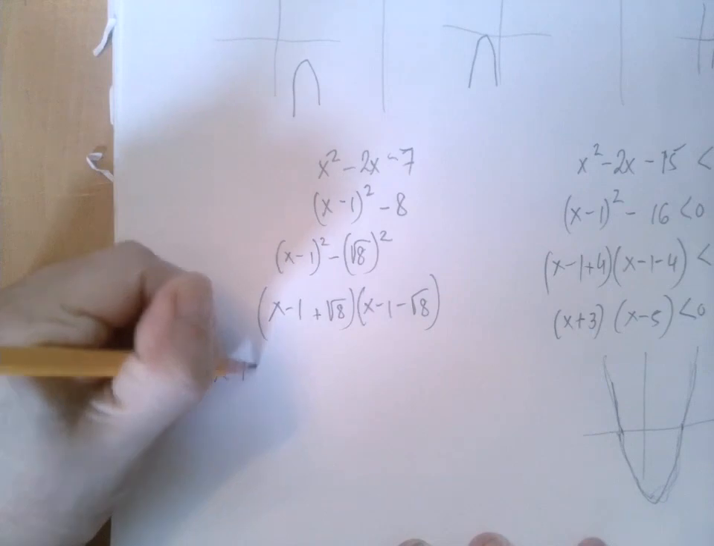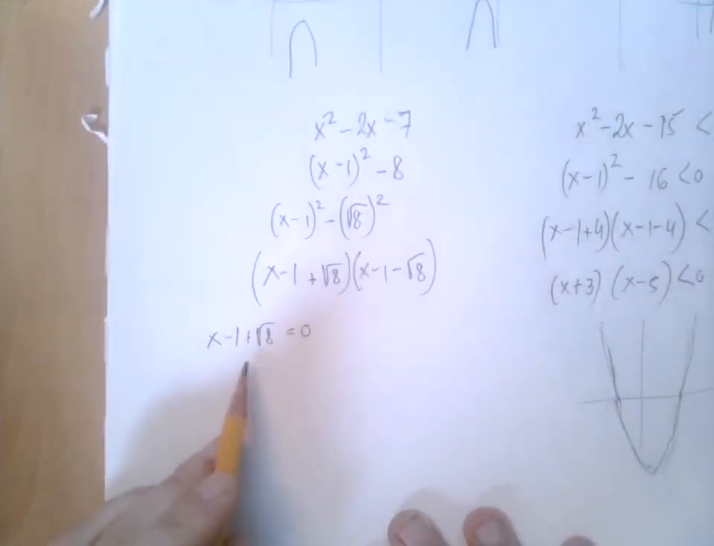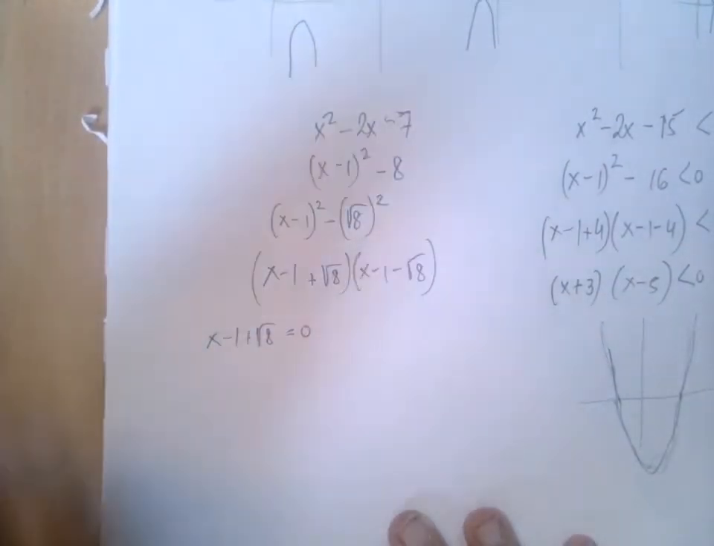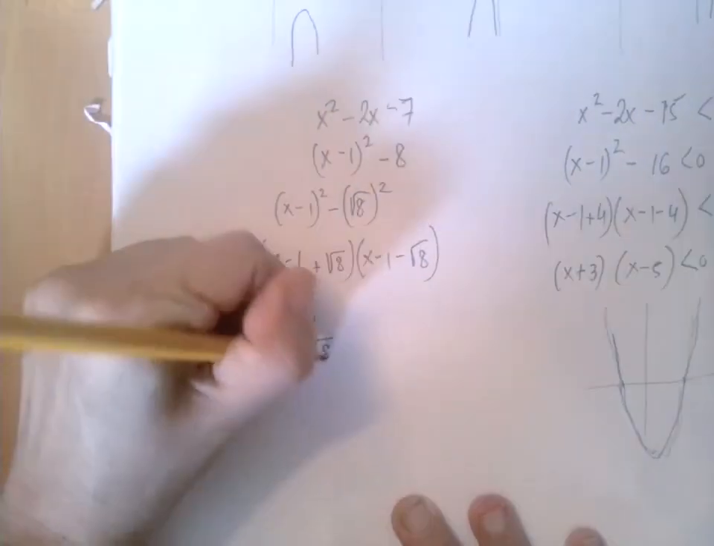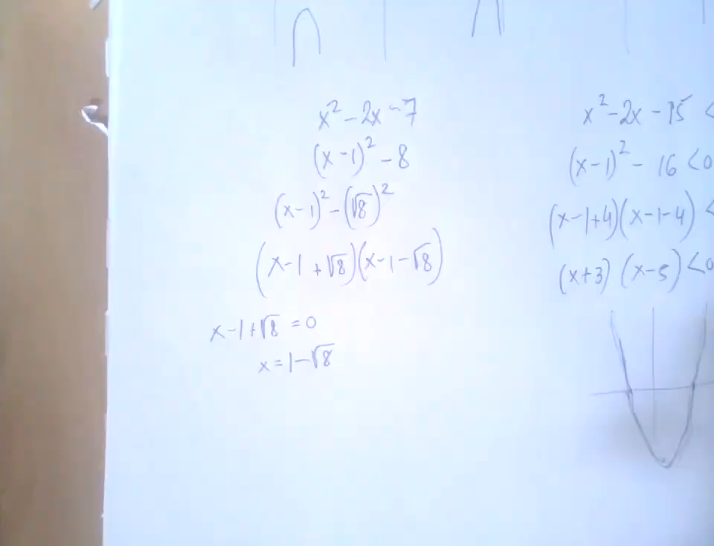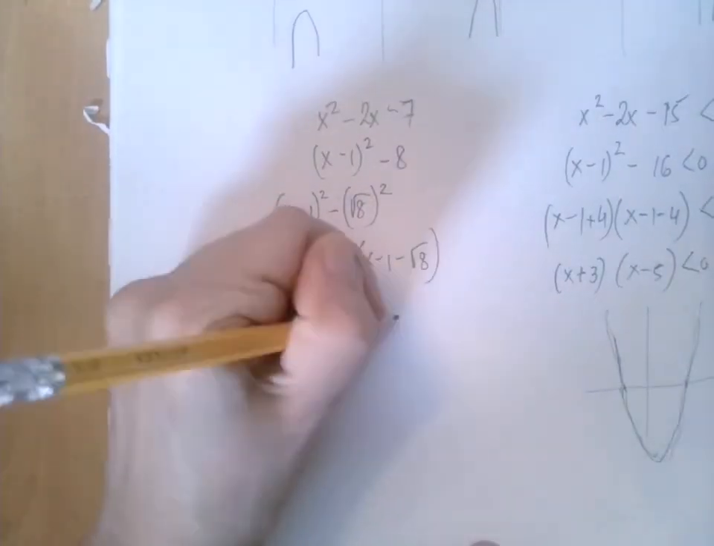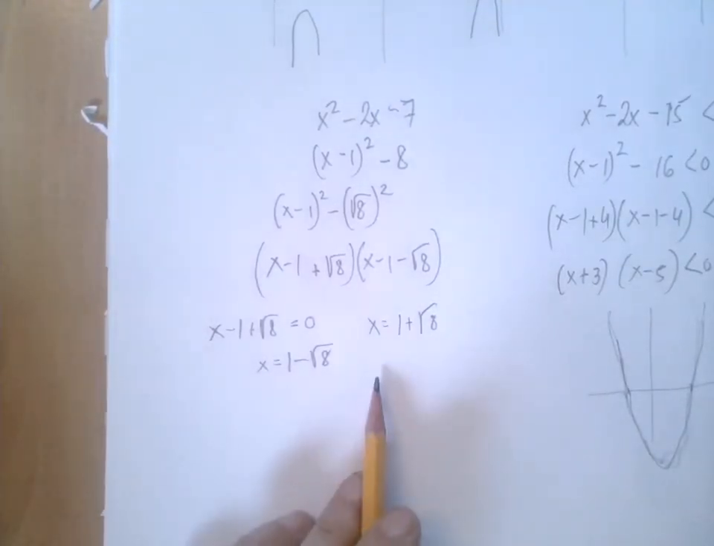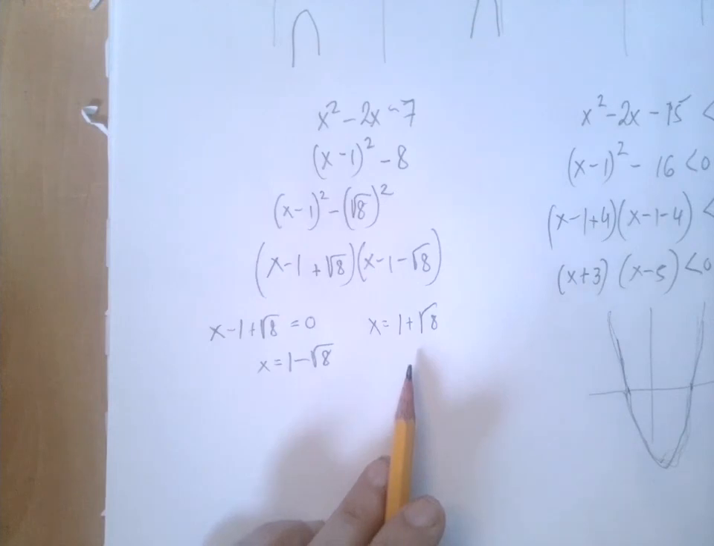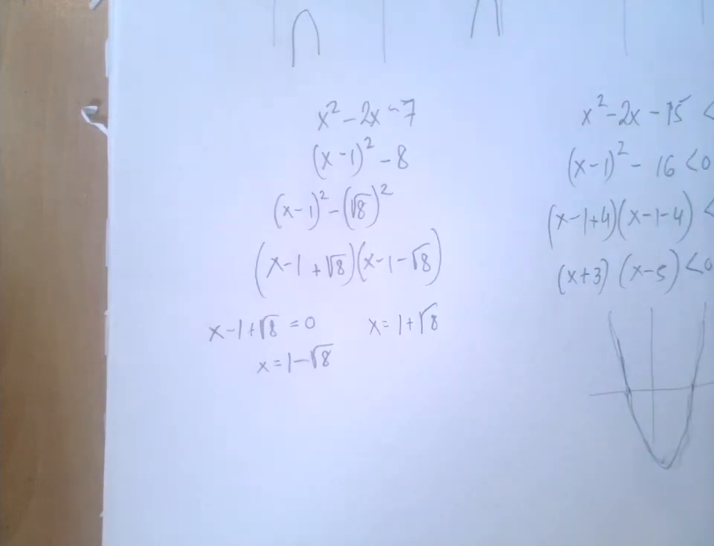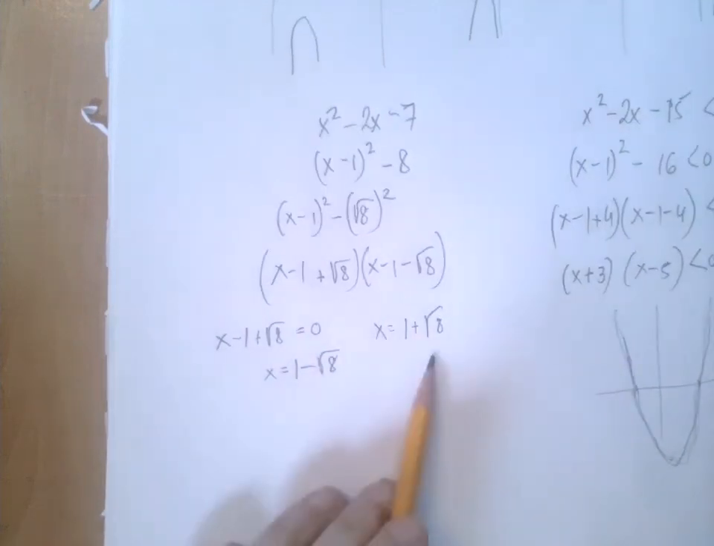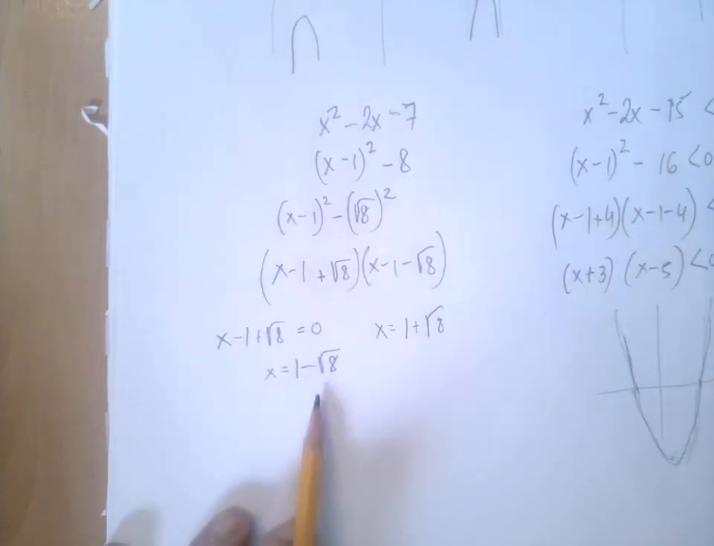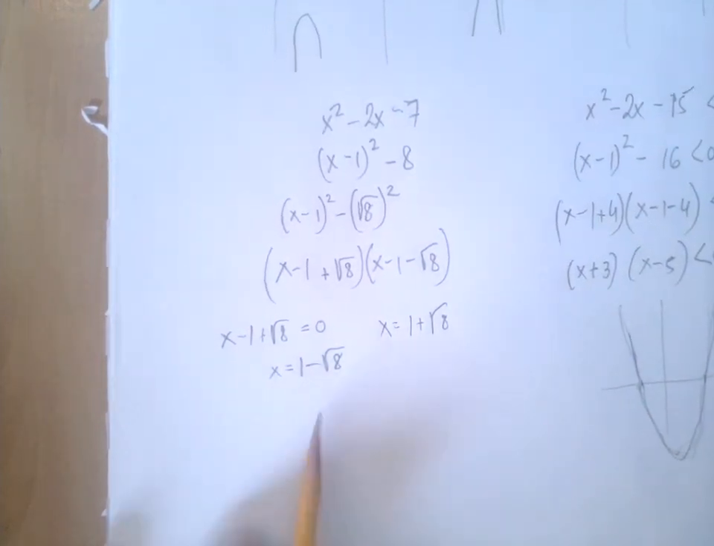Remember we solved for 0. We applied the 0 product rule. So we're going to add 1 and subtract radical 8. So x is 1 minus square root of 8. And the other x is 1 plus root 8. And if you're not sure what these numbers look like, you can use the calculator to get them as a decimal. Square root of 8 is almost 3, right? So this is almost 4, and this is 1 minus almost 3 is almost -2, something like that.